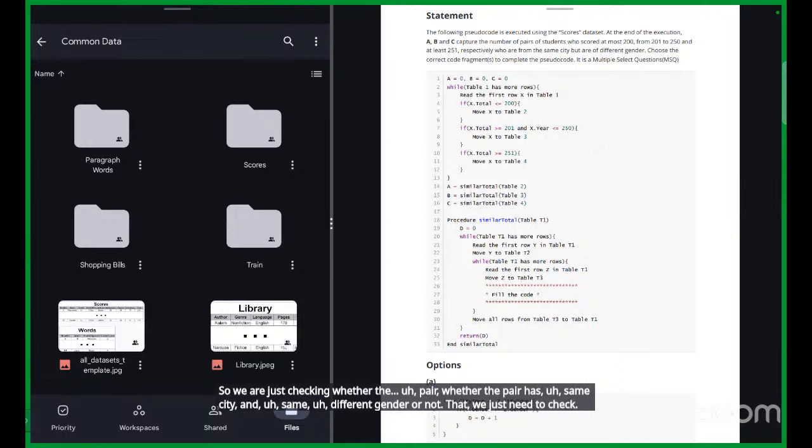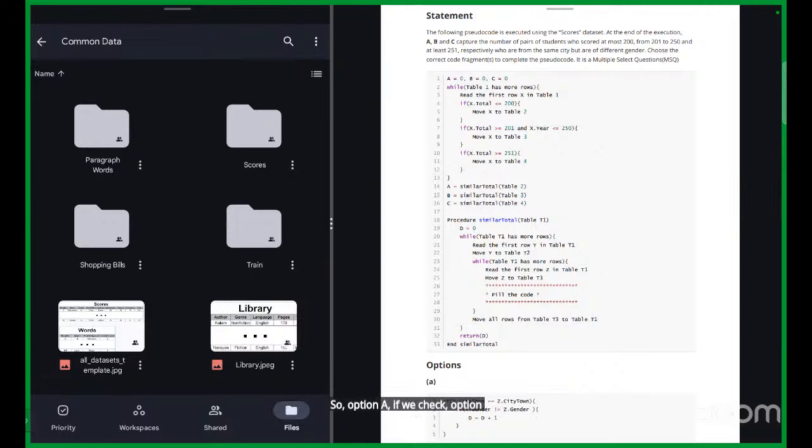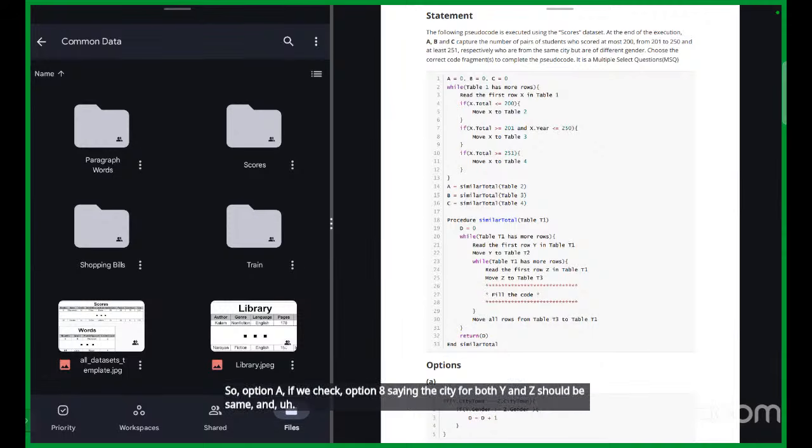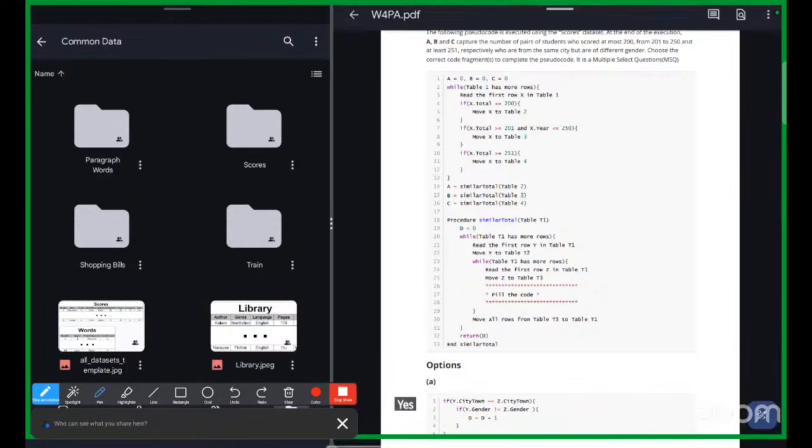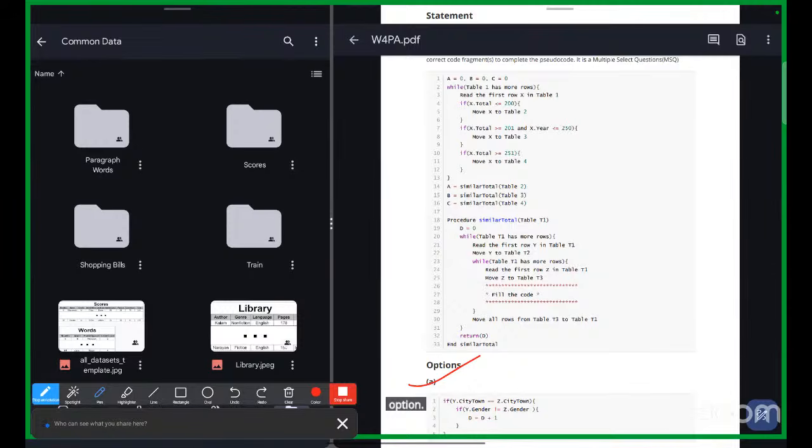So option A, if we check, option A is saying the city for both Y and Z should be same and gender should be different. That is the same thing, right? Yes. So option A is correct.